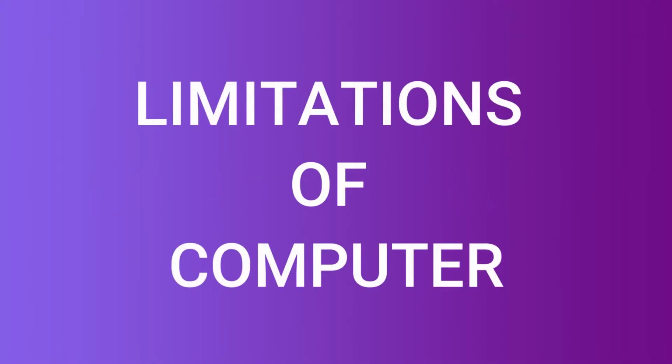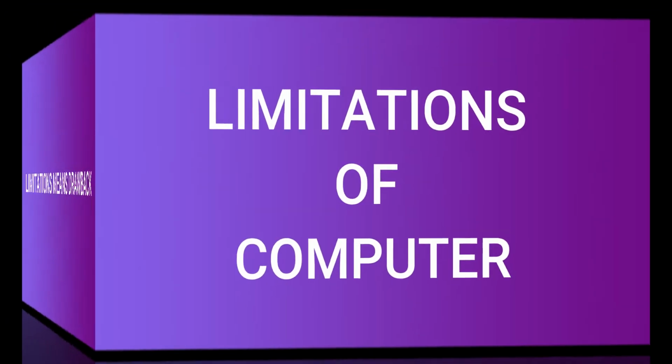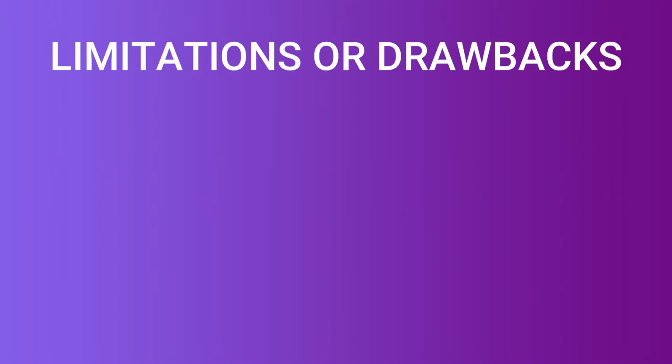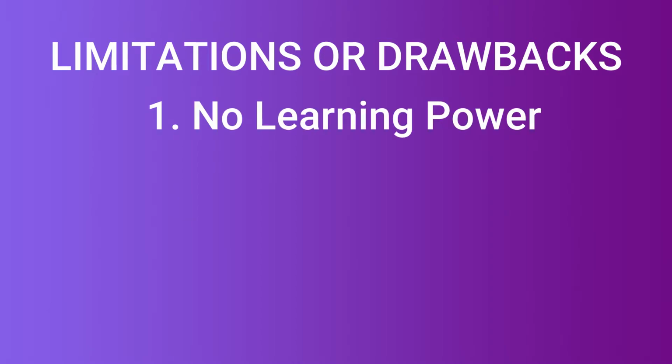Today let us learn about the limitations of computer. Limitations means drawbacks. Everything around us has drawbacks. In the same manner, computer also has drawbacks or limitations. The first one is it has no learning power. Computer does not have learning power of its own. We need to guide the computer in every work it does.